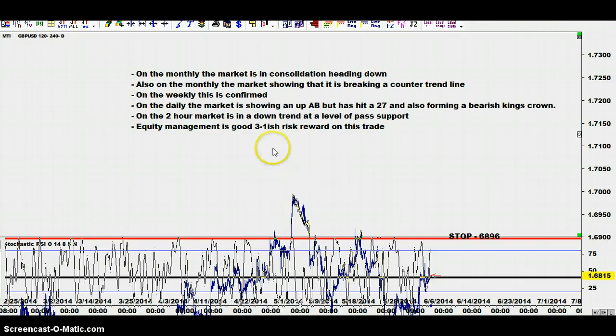On the daily, the market is in an uptrend, but at a 2.7, it's heading back down and is showing us a bit of a bearish crown. So we're expecting that market to move back into the AB boundary. On the 2-hour, we're doing downtrends. Yes, it took out an AB at one point, but it went back down into doing our down AB CDs. It's at a point of past support, future resistance, so we are expecting this pair to head down. It's good equity management, which is a 3 to 1 risk reward on that trade. So we're looking at an all-around good trade to get in.